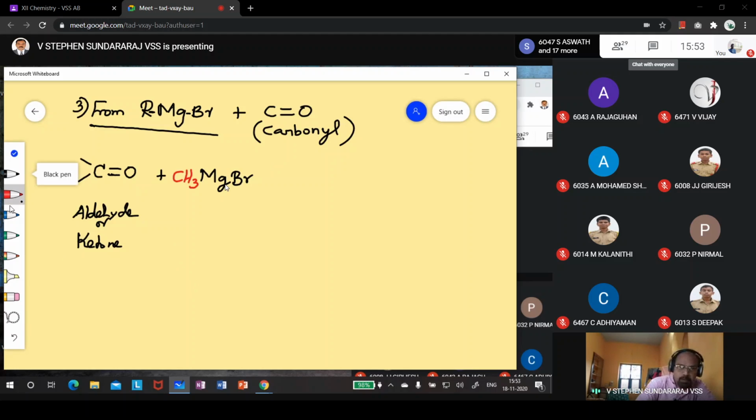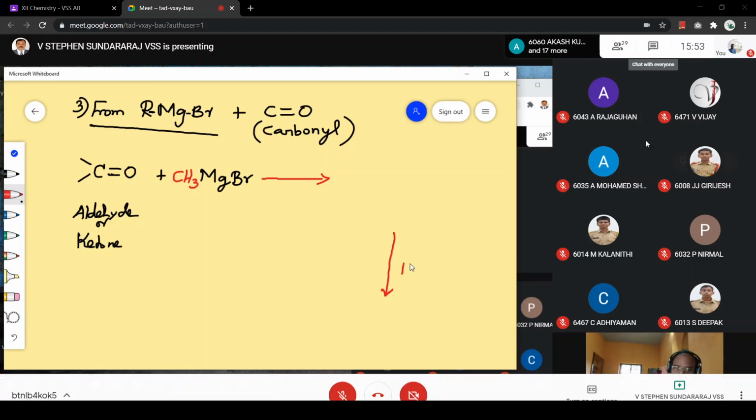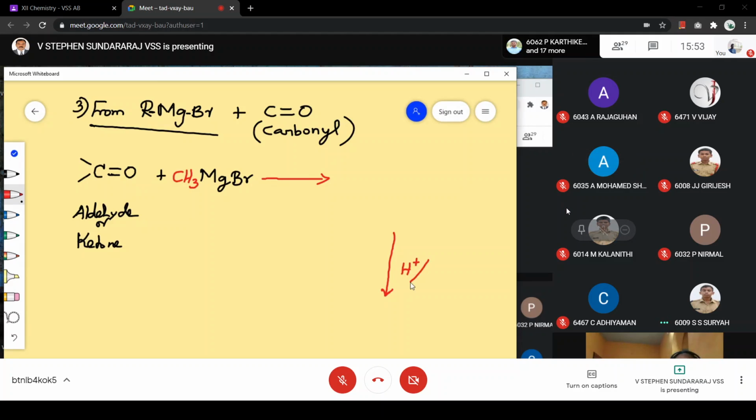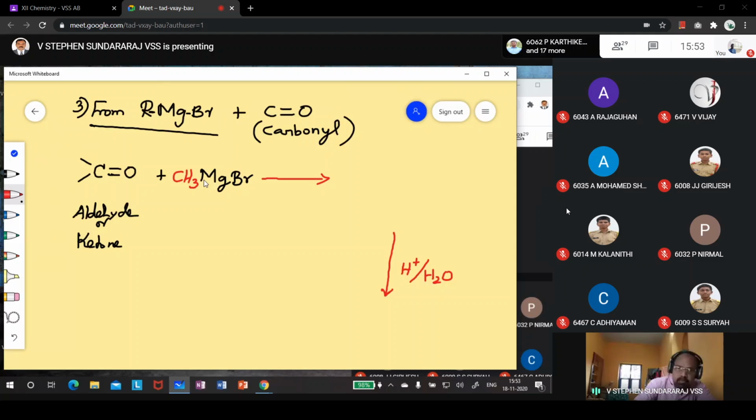Now, how will the reaction take place? One step, and after that, the next step will be. Can anyone tell me what the next step is? Just now I told you. Is it H plus H2? Why? Because the magnesium reagent contains magnesium, a reactive metal.